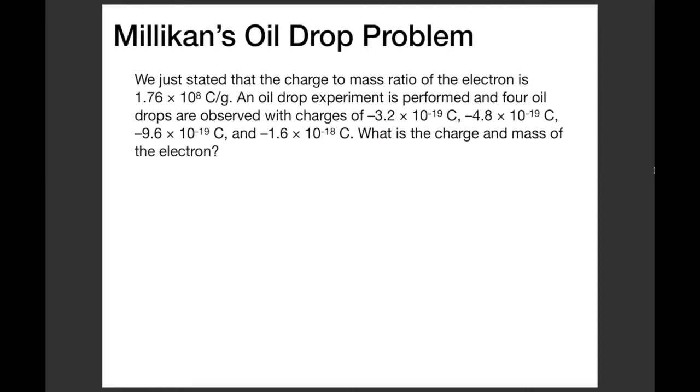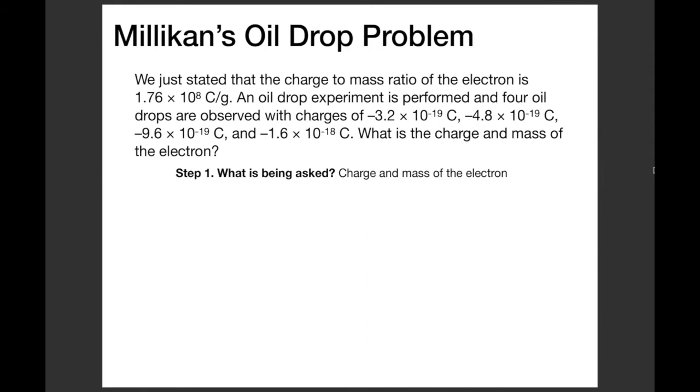We're going to use some data to calculate the charge and the mass of the electron. What we know from the Thomson experiment is the charge to mass ratio of the electron. We're going to look at 4 different oil droplets with 4 different charges, back out the fundamental charge, and then from that calculate the charge and the mass of the electron.